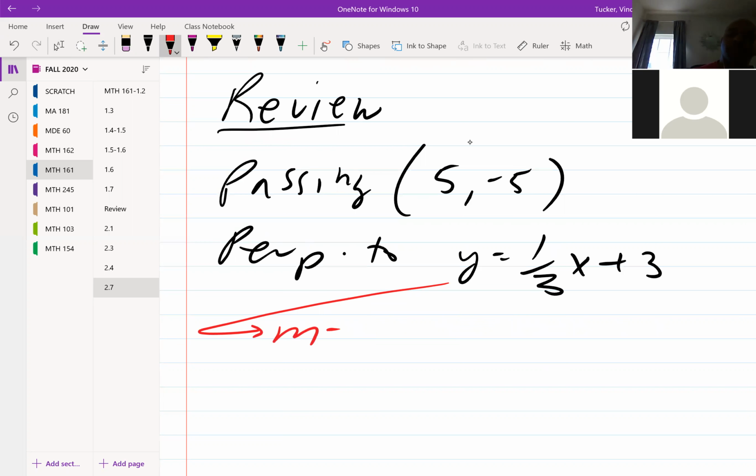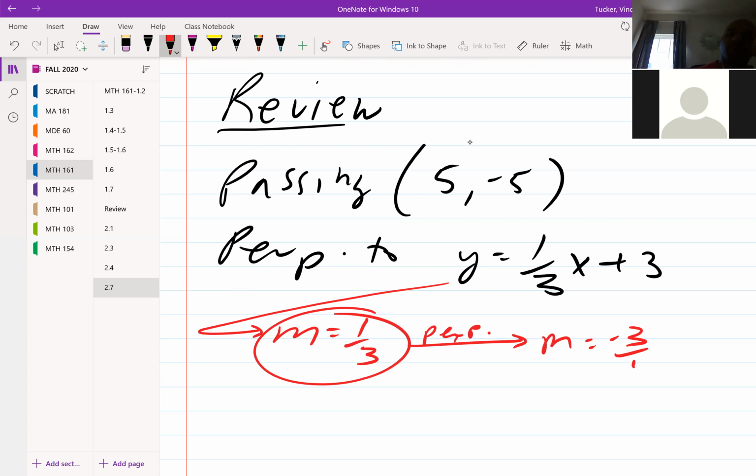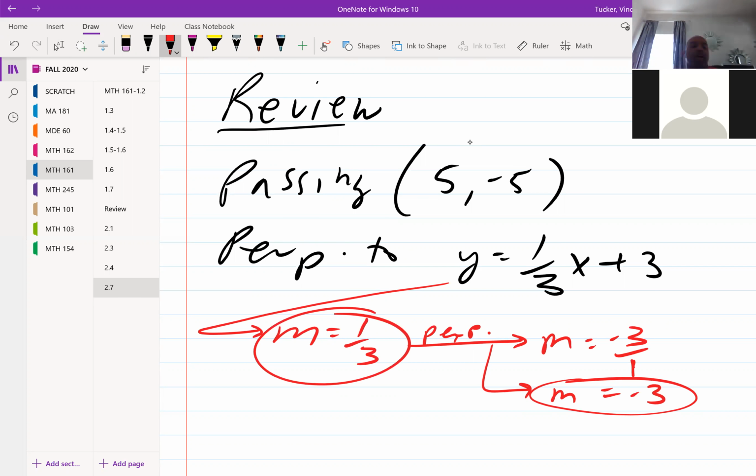The slope of this line is 1/3, but the slope that's perpendicular to this line would be -3/1, which is just -3. So for a perpendicular line, you're flipping that fraction and using the opposite sign.